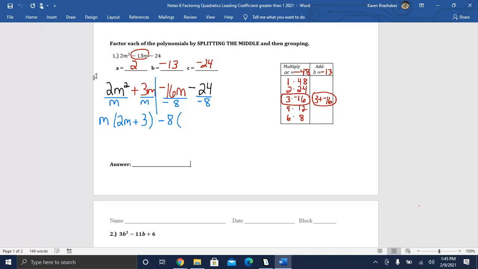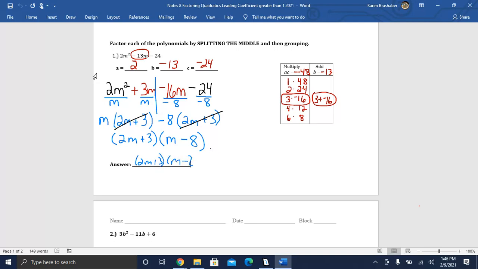And negative 16 divided by negative 8 is 2m. Negative 24 divided by negative 8 is positive 3. So notice that we once again have the matching parentheses of 2m plus 3. And if I mark that out, then my other factor will be what's not marked out, and that would be m minus 8. So the process is the same. I can put that in my answer blank, 2m plus 3 times m minus 8.